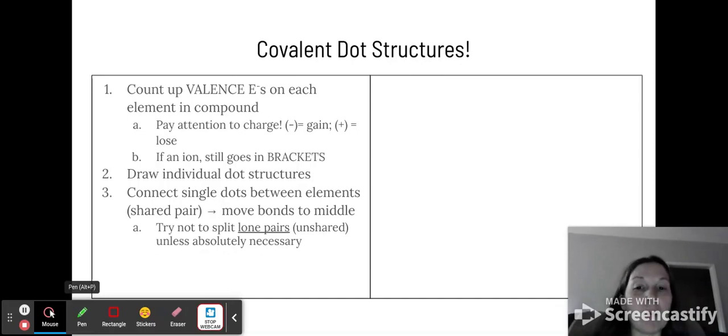You try not to split up lone pairs that are already partnered. So you don't split up buddies that are already formed unless absolutely necessary. And we'll talk about some examples where that's the case.